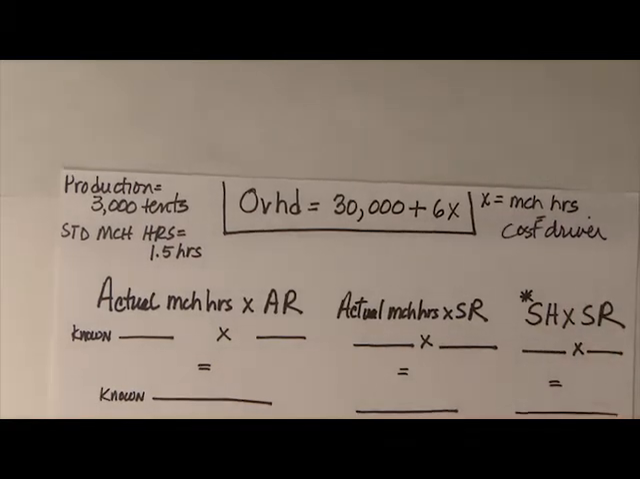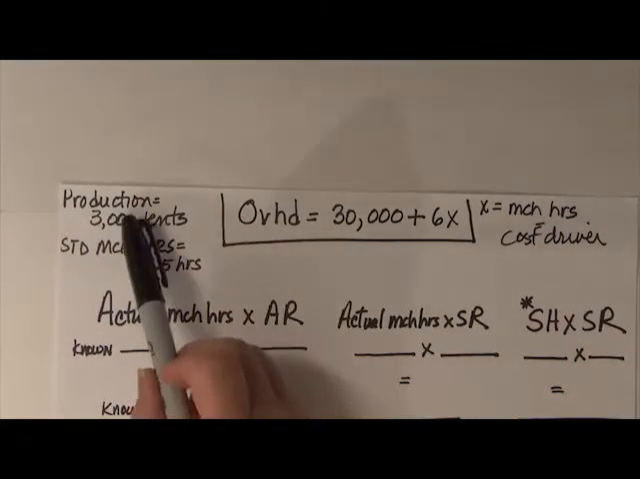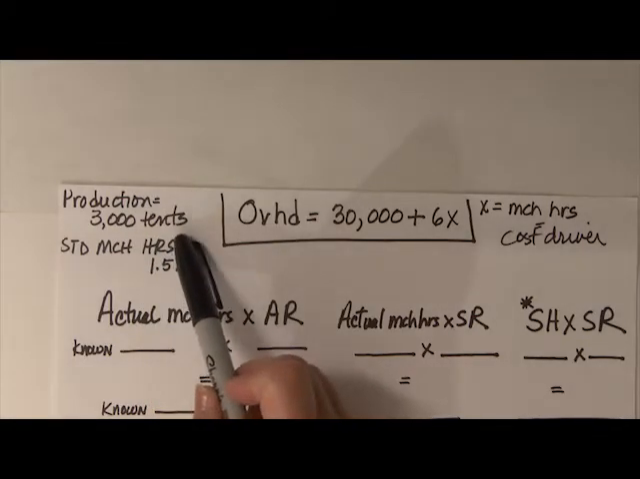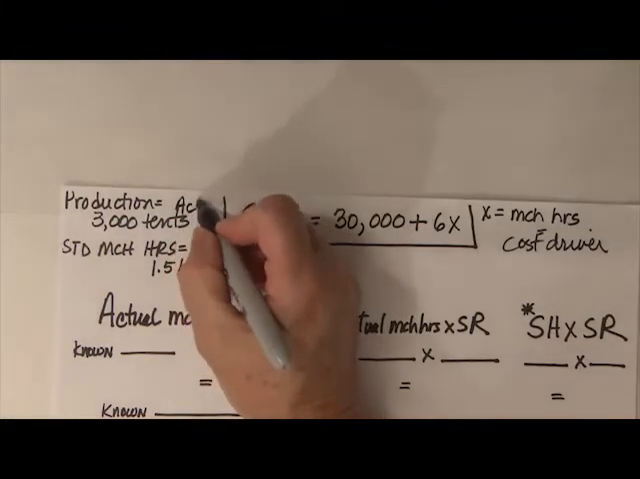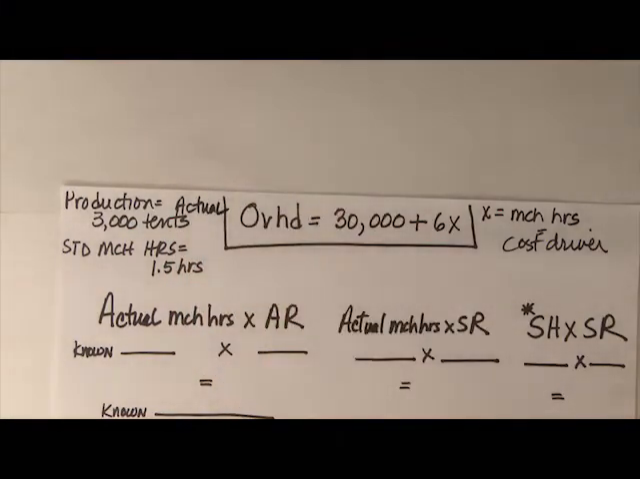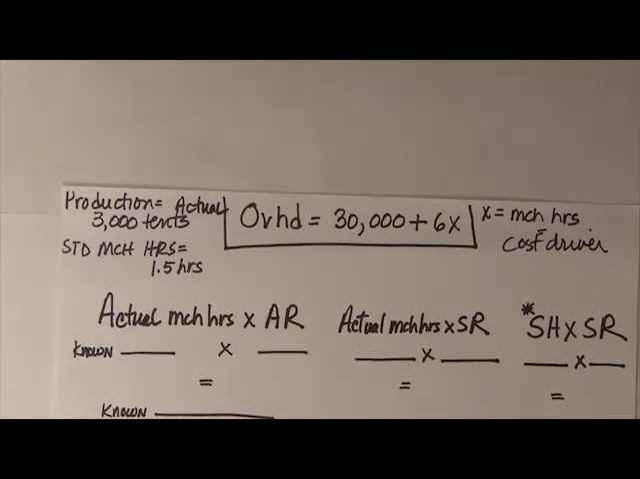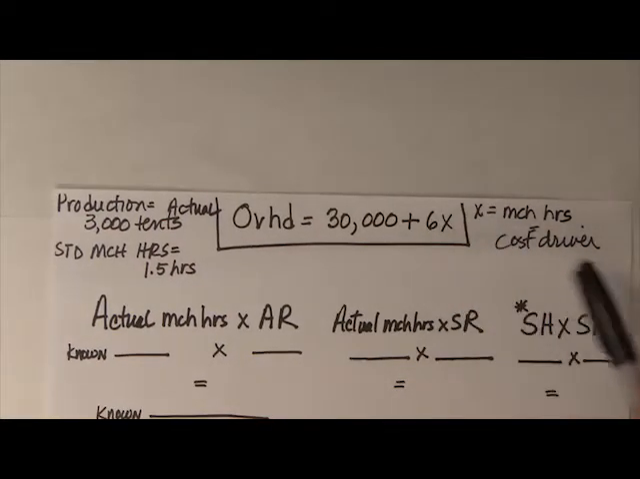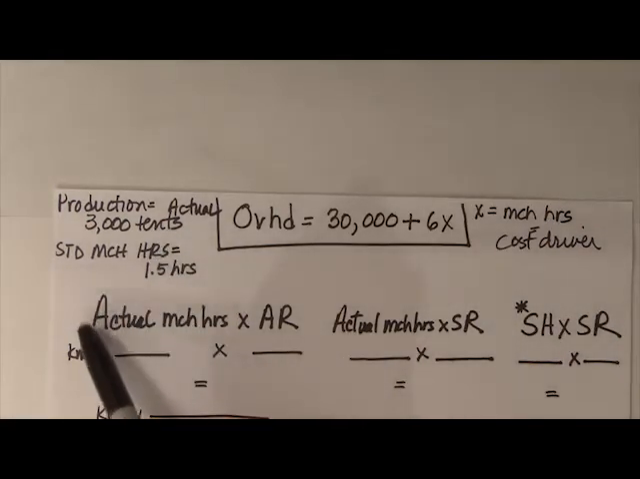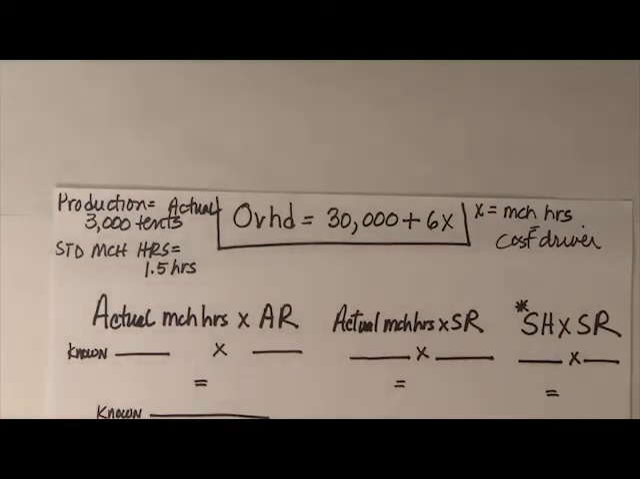And in our example that we're going to use, we have production of 3,000 tents. This is actual production. This is how many tents were actually produced. And because the cost driver for this variable overhead is going to be machine hours, we're going to need to know that for every tent we make, it should take 1.5 hours on the machine. So let's fill in what we're told for this example.